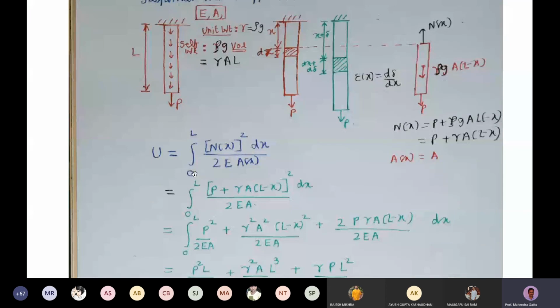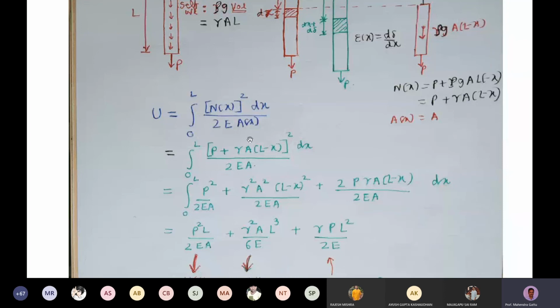So that is what is here, squared, dx by 2EA. Now we will have A plus B whole square, so A square plus B square plus 2AB. So A square is P square, and B square is gamma square A square into L minus x square, and 2AB is 2P gamma A into L minus x, all divided by 2EA. So here we'll have P square dx. If you integrate, you'll get P square L. Here we have L minus x square, so you can write it as, if you change the limits, x square. So it will be L cube by 3, so it will be L cube by 6.